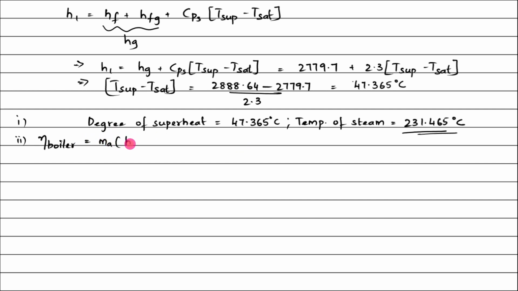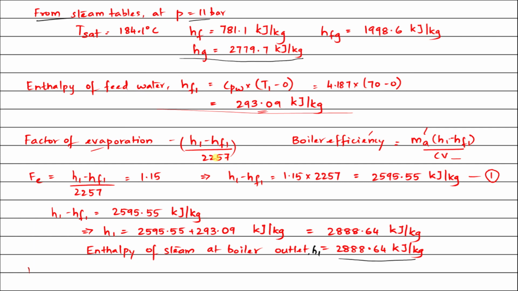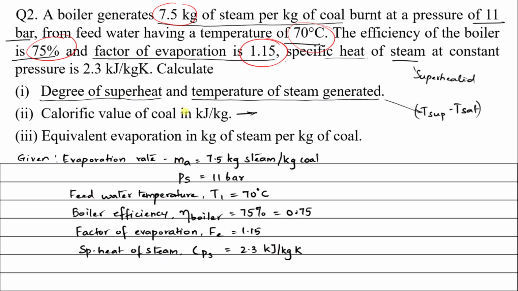So my boiler efficiency is MA into H1 minus HF1 divided by the calorific value. This implies that my calorific value is MA into H1 minus HF1 divided by eta boiler. Here I need the value of MA.